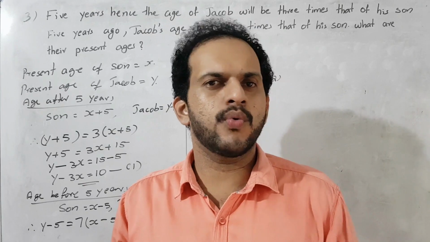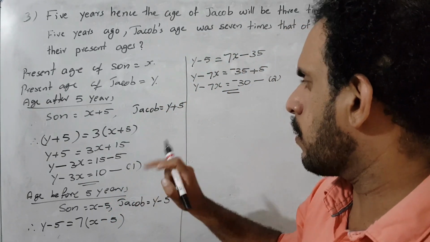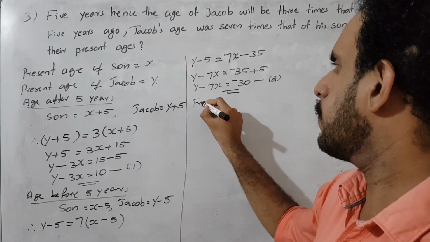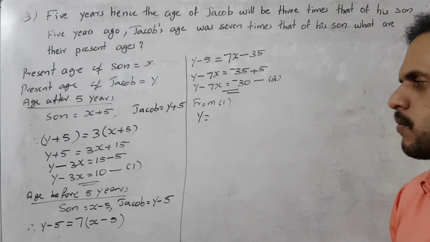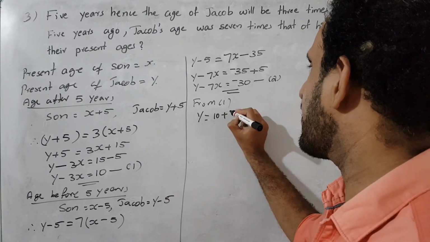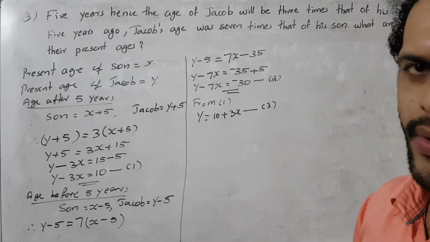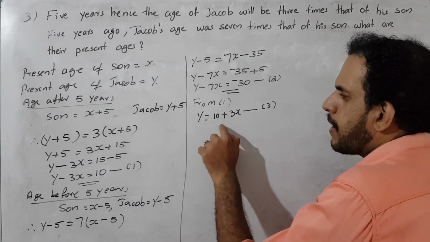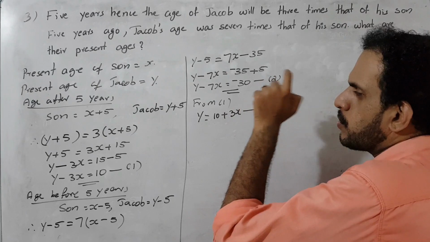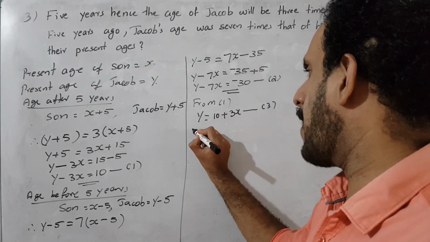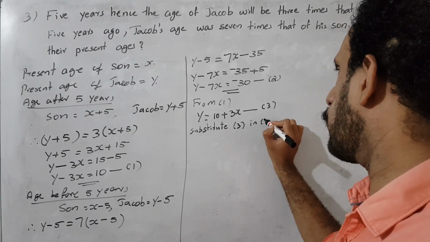Using equation 1 or 2 we need to make equation 3. So here I am using equation 1. Then from 1, I am making y equal to 10 plus 3x, equation 3. So what is next? We made equation 3 by using equation 1. So next, substitute equation 3 in equation 2, correct? So next, substitute in 2.